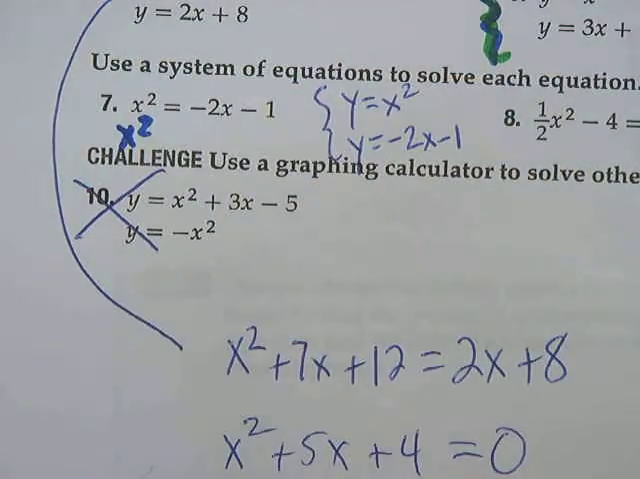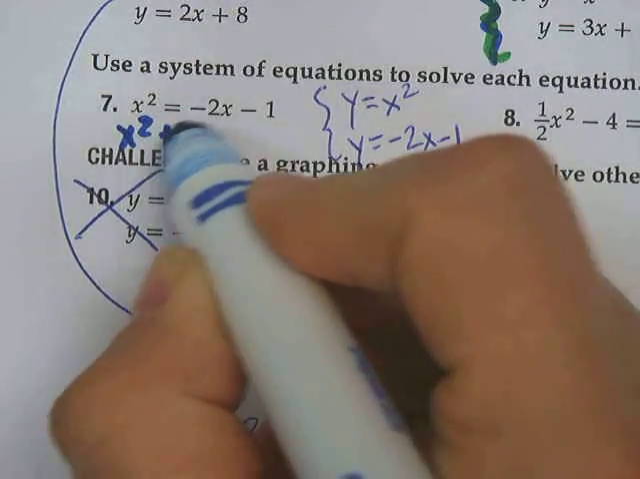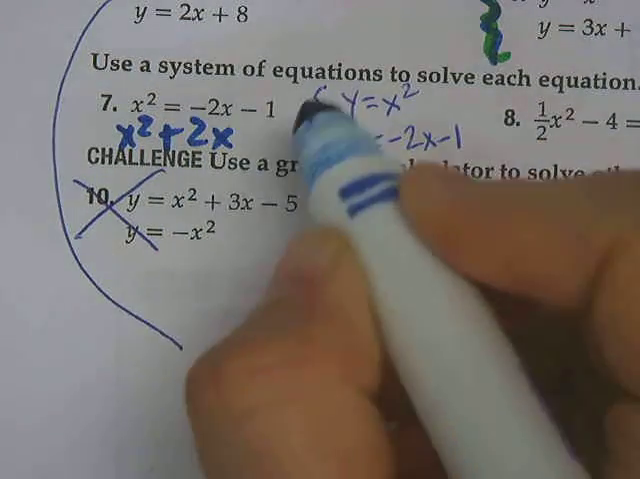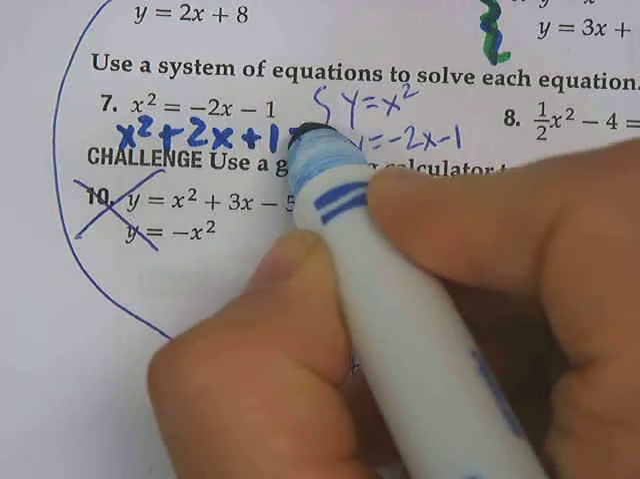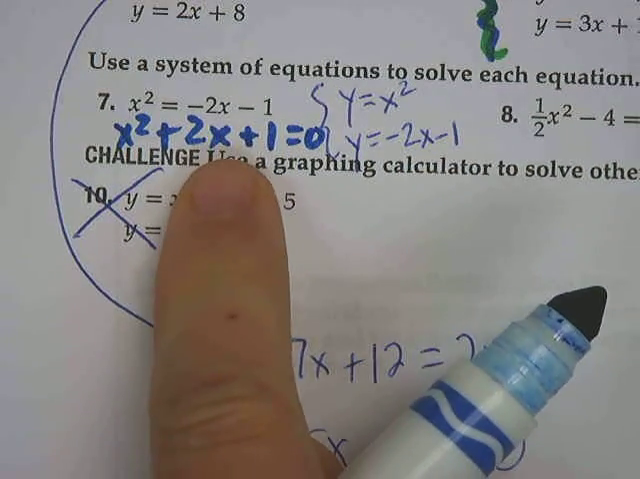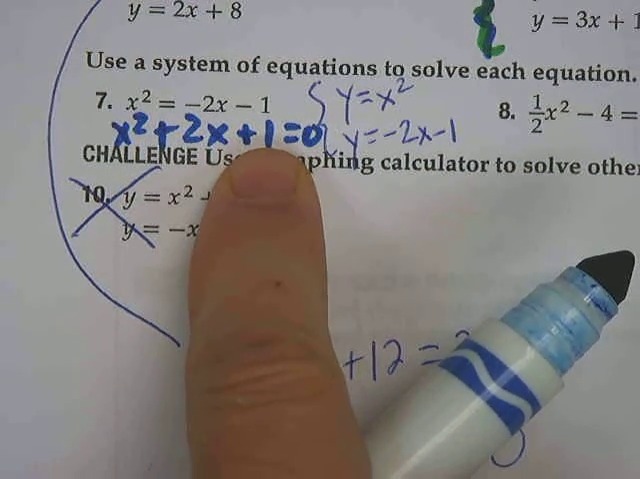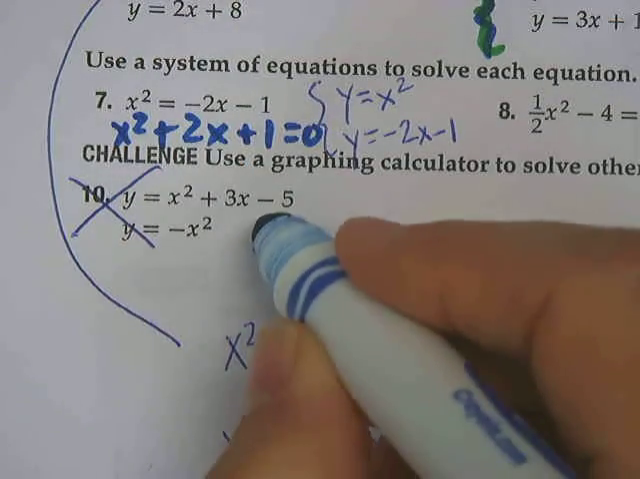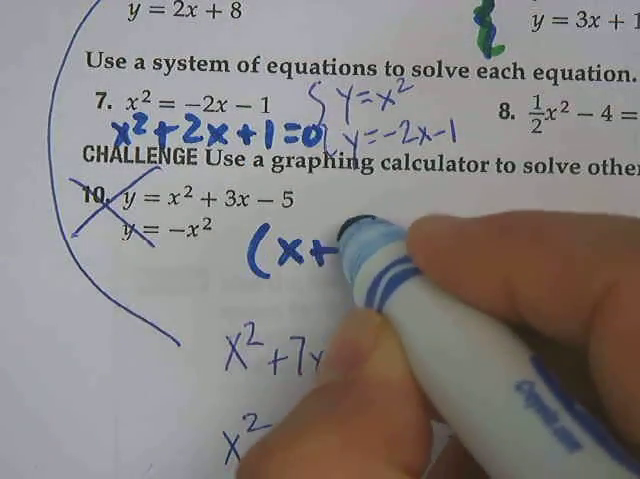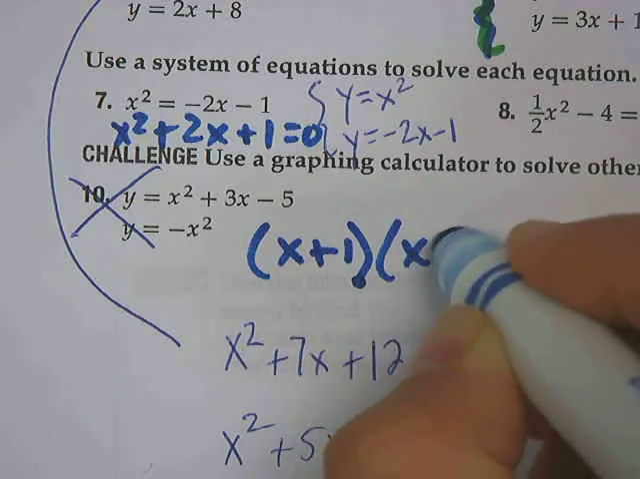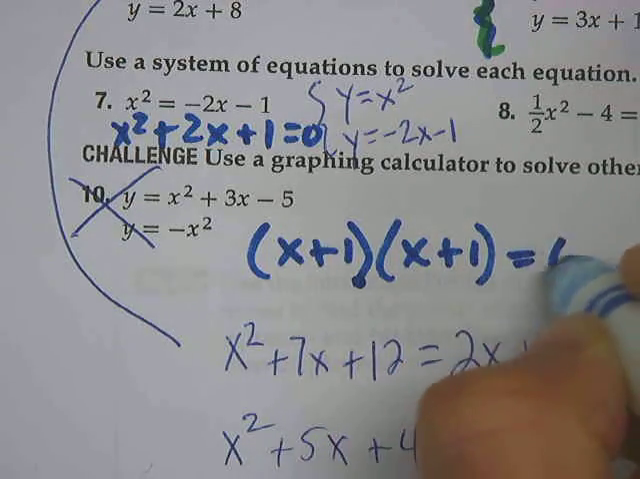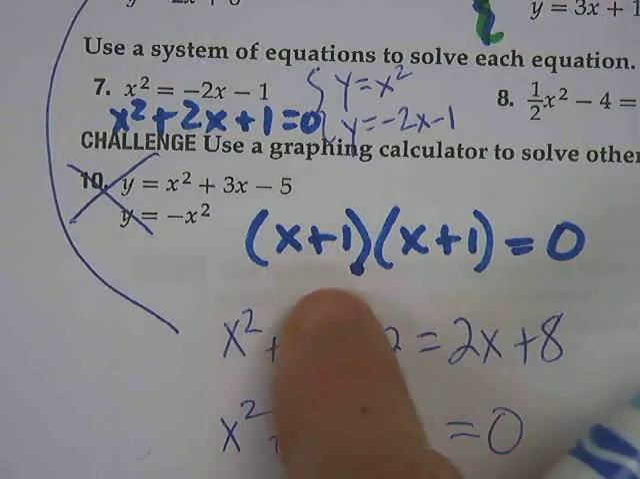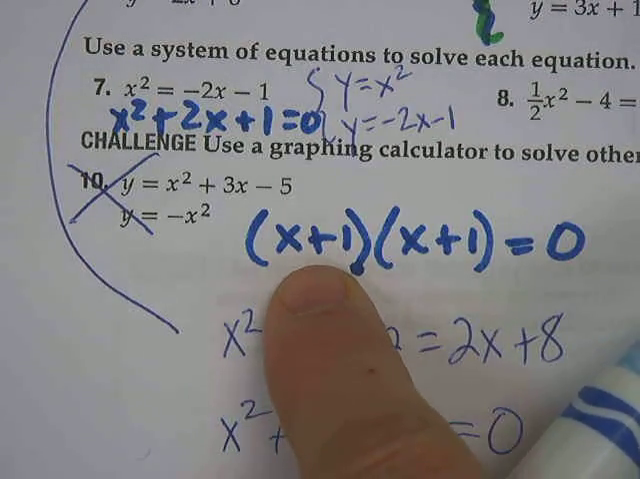So this would become x squared. If I add 2x to both sides, if I add 1 to both sides, I need two numbers that multiply to get 1 and add to get 2. Well, that's pretty easy. That's going to be x plus 1 and x plus 1. So my solution is going to be when x is negative 1.